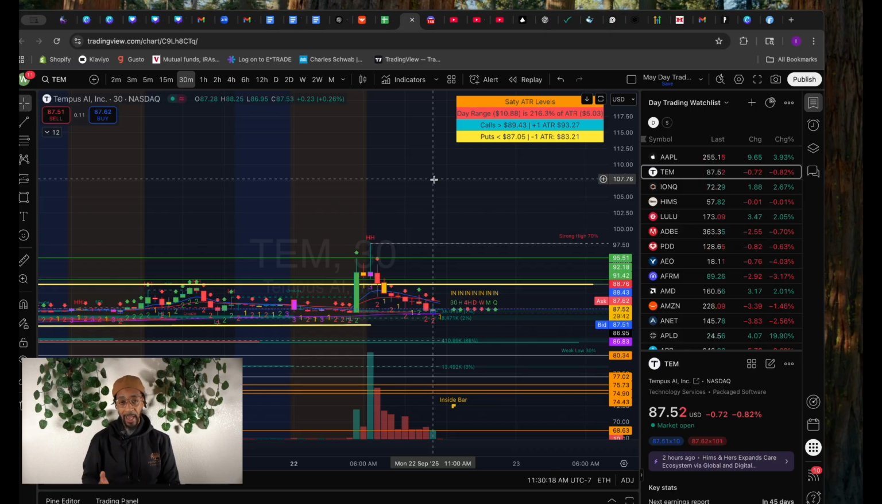Tempest is very volatile, and so sometimes you got to be real patient with the stock, right? And you want to make sure that you get it on a pullback when it's lower, because it moves big, and when it moves big, you could be on the wrong side of that trade.